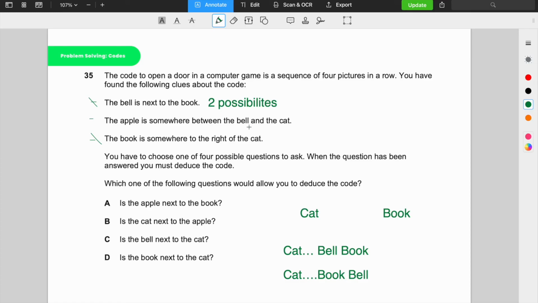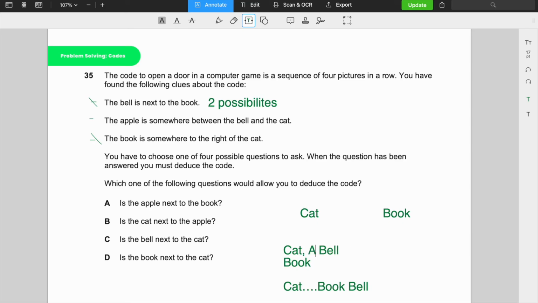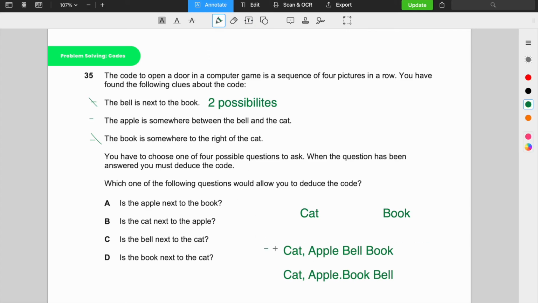Apple is somewhere between the bell and the cat. So, okay. What are the possible combinations for apples between bell and cat? Well, for this one, it would be apple is here, right? So it's between the bell and the cat. And for this possibility, it would be that the apple's here. Because again, the book has to be right next to the bell, right? So the apple is between the bell and the cat, and the apple's here.